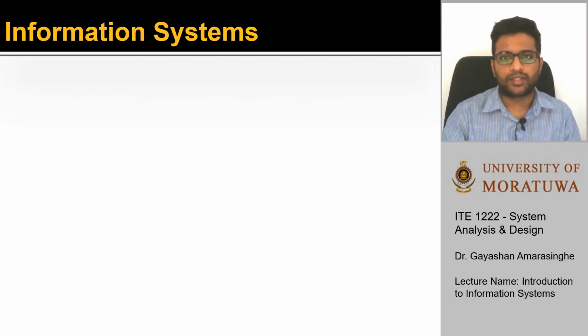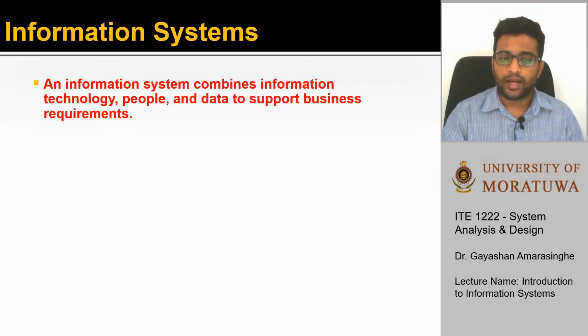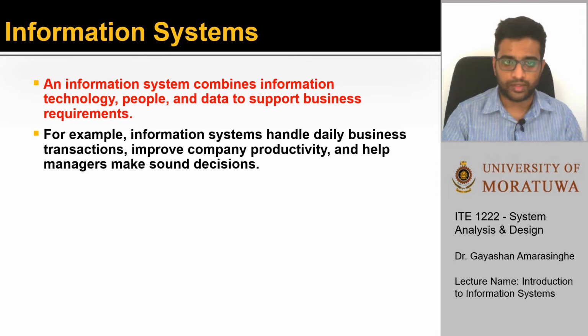So what is an information system? An information system is a system that combines information, technology, people, and data to support various business requirements. For example, information systems handle daily business transactions, improve company productivity, and also help managers make sound decisions.